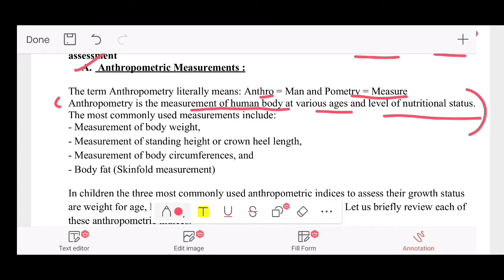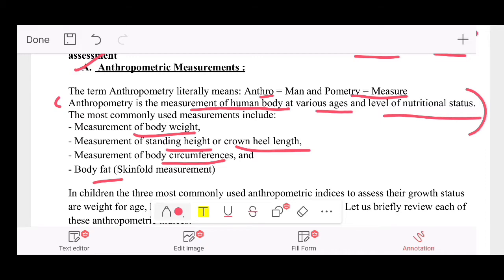The most commonly used measurements include measurement of body weight, measurement of standing height or crown heel length, measurement of body circumference and body fat. These things when we measure, that is the anthropometric measurement.